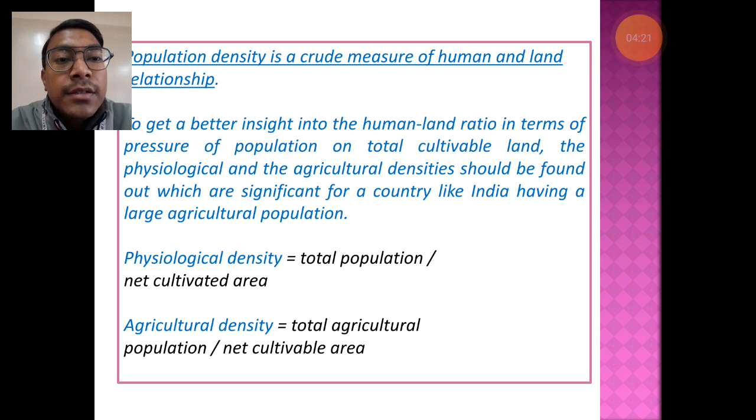There is another term, agricultural density, which provides us the ratio between the farmers and the net agricultural land, and that is known as agricultural density. In order to find out the agricultural density, we use the formula: agricultural density is equal to total agricultural population divided by net cultivable area. That means the total number of people who are dependent on agriculture divided by total agricultural land. This is how we find out the agricultural density.